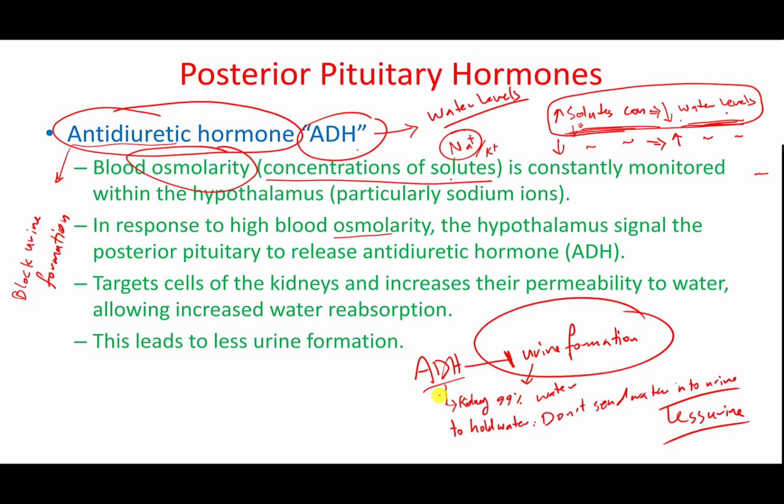Later, we will see that ADH will ask the kidney cells to put water channels and increase their permeability to water. But at least for now, the big thing we need to understand is that ADH will block urine formation. It will ask the kidneys to hold on to water, not send water to urine, and therefore make less urine.